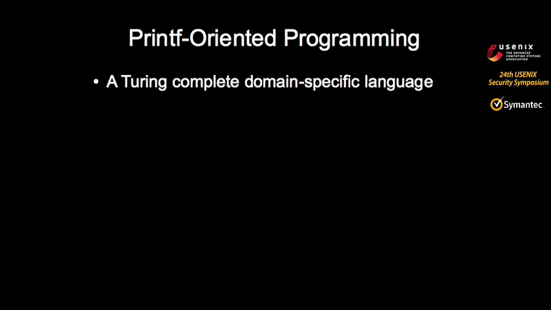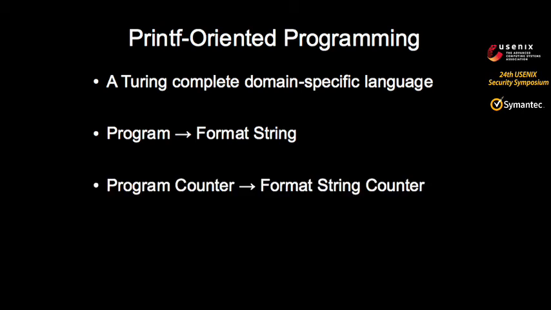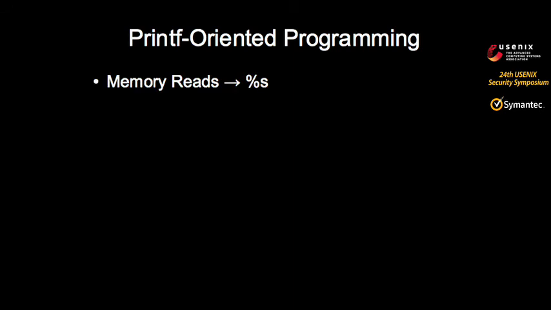The basic idea is that printf is a Turing-complete domain-specific language. So instead of having a program, we now have a format string. And instead of having a program counter, we have a format string counter, which says where in the format string we are. And now we'll talk about the primitives. So for memory reads, we have %s, which lets us read an arbitrary value out of memory. And for memory writes, we have %n, which is the ever helpful attacker tool, which lets us write to an arbitrary address the number of bytes written so far to the format string. So this lets us get arbitrary writes.